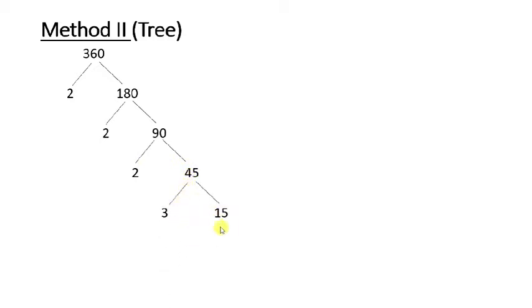Let's go to the tree method. We have 360. We'll say 2 into 360, 180. 2 into 180 is giving us 90. 2 into 90 is 45. 3 into 45 is 15. And then 3 into 15 is 5.